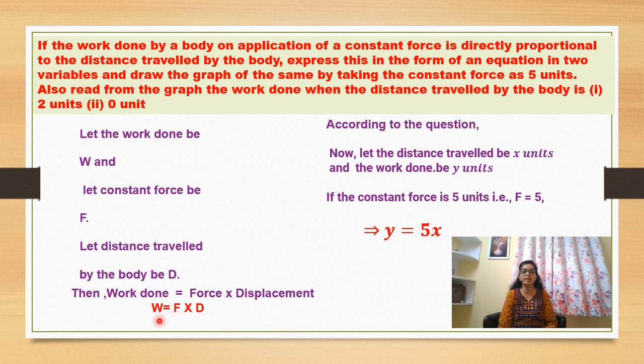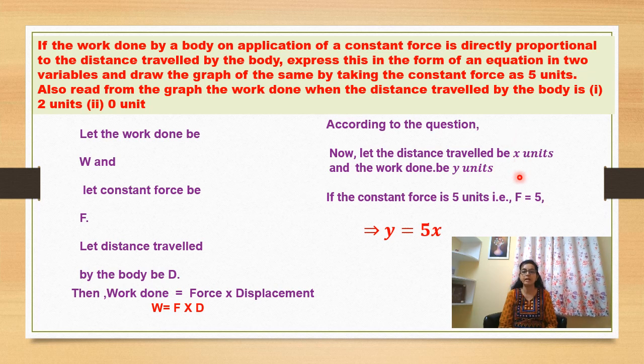Let us move to the mathematical part. Now work is the product of force and distance. I already told you that in our sum force is constant, and that is 5 units. Now let us replace work and distance with variables because they are varying. Let the work done be y units and the distance traveled be x units. So these are the two variables that we are going to use.